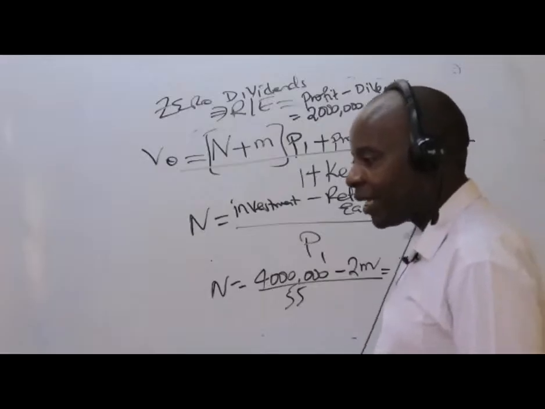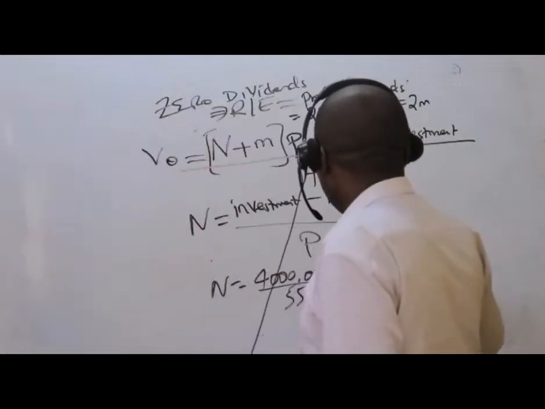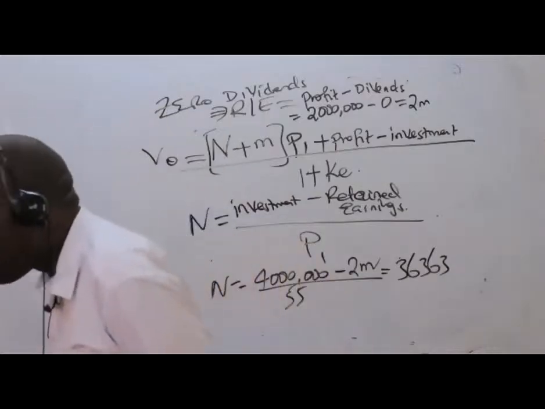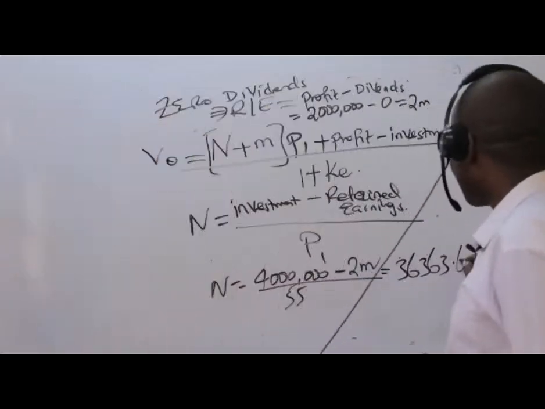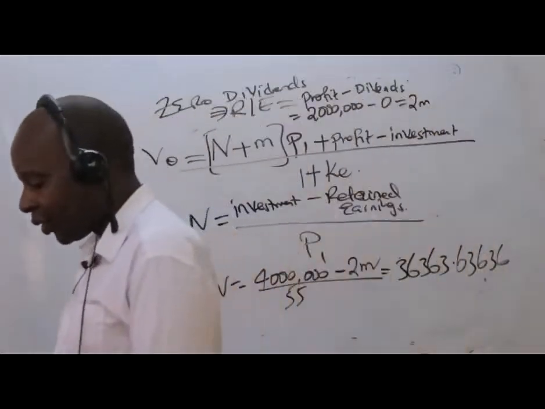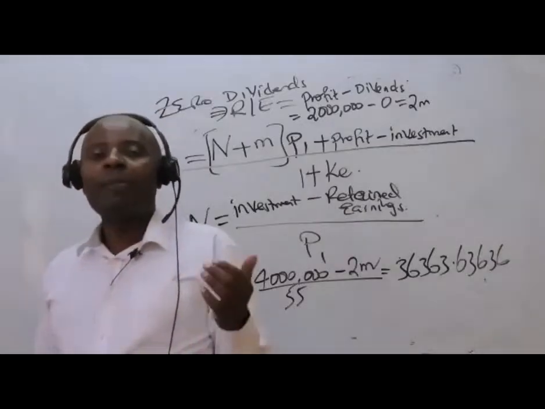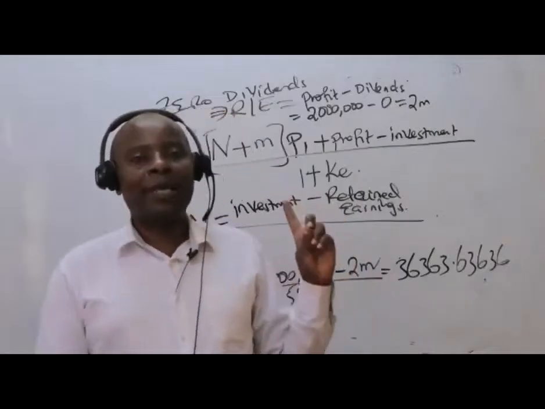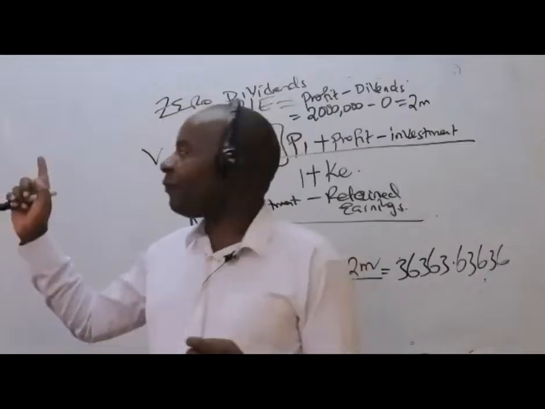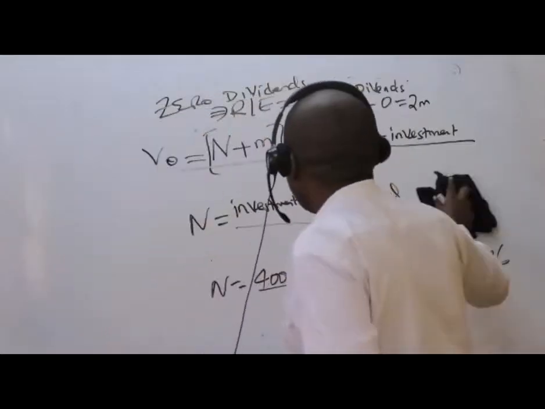In 5 minutes. So we have here 36.363636... 363.63, 636 like that. Thank you very much. So, ladies and gentlemen, having gotten that, my work will be about plugging in the figures that I have into the formula here. Now I have everything.